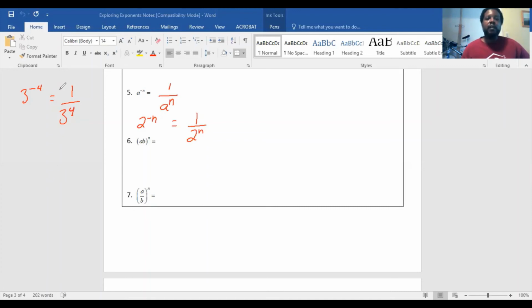This also works in the reverse. So if you see something like 1 over 3 to the negative 4, you can just rewrite that as 3 to the 4th. This is our negative exponent rule.